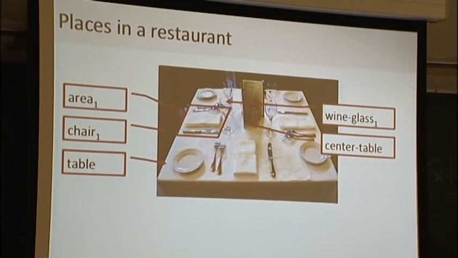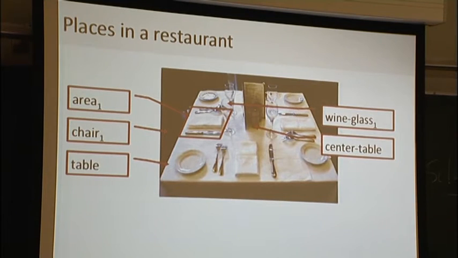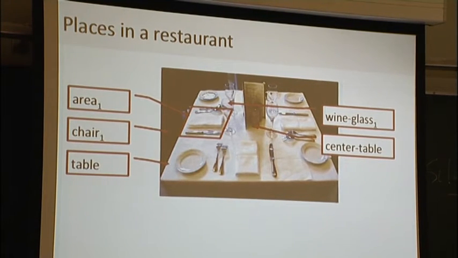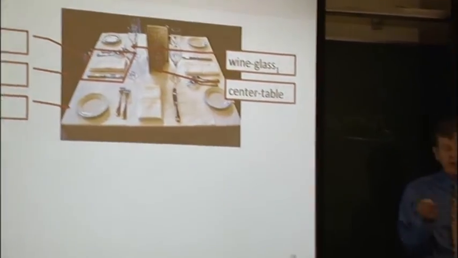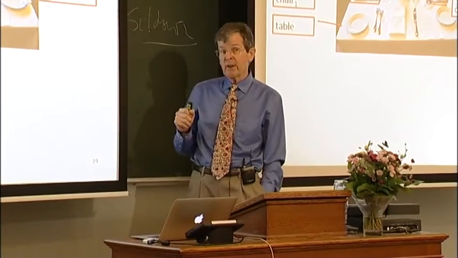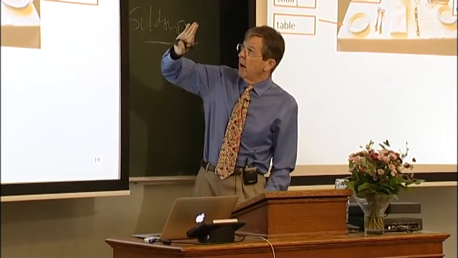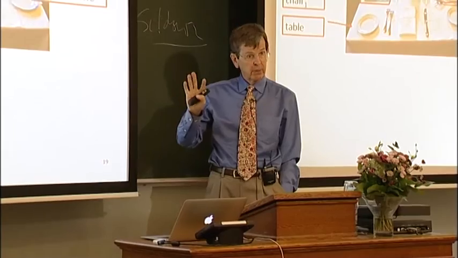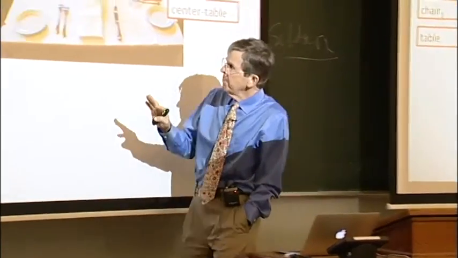Eve and I went to a restaurant called The Left Bank, and it's in Menlo Park. You'll be glad to know that, because Menlo Park is where Facebook started. It started probably not very far from this restaurant. Anyway, just take that table. That table is a place. But it's got a bunch of sub-places in it.